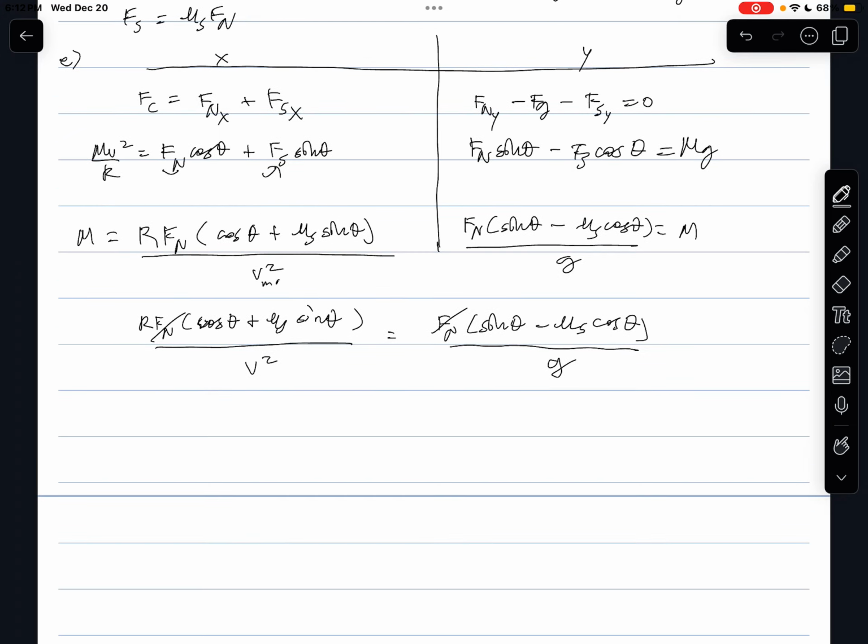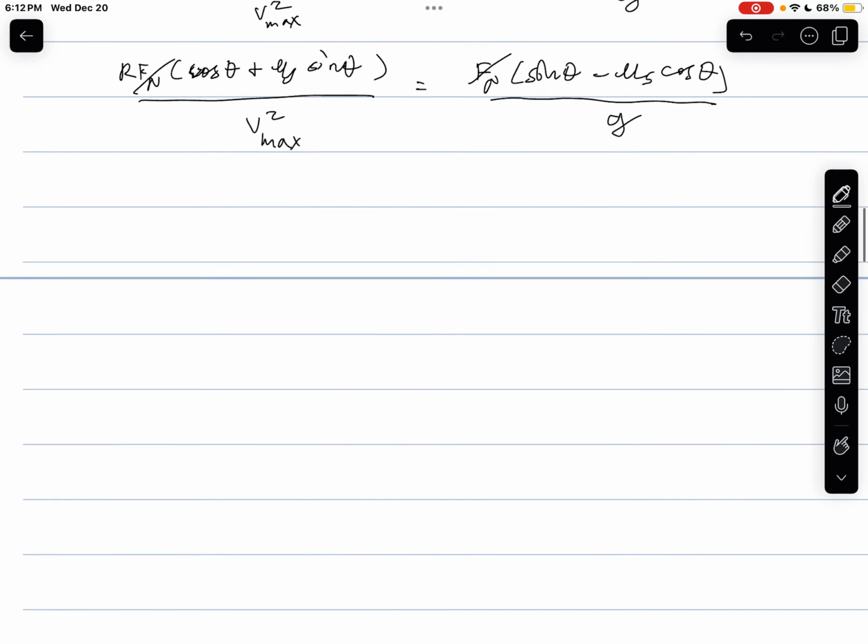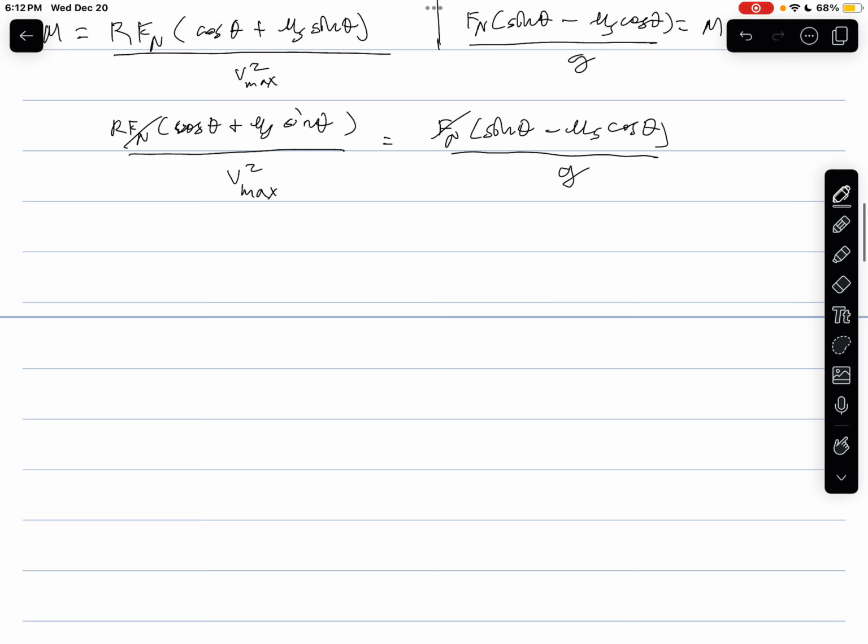And then the Fn cancels. So to get Vmax, I'm going to divide this cosine of theta plus mu s sine of theta to the other side. So R V max squared equals sine of theta. I'm also going to move the Vmax to the numerator of the other side. How about I just do that all in one?